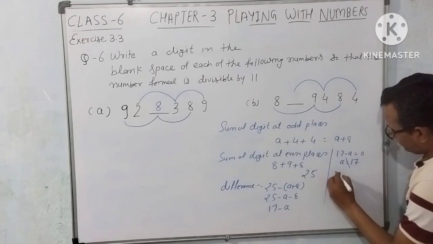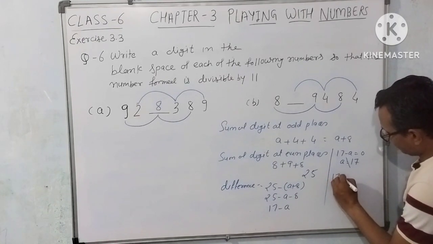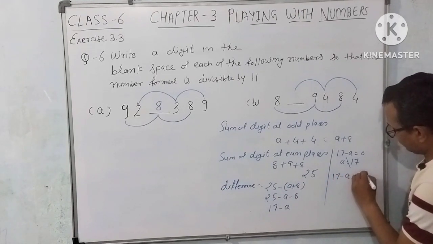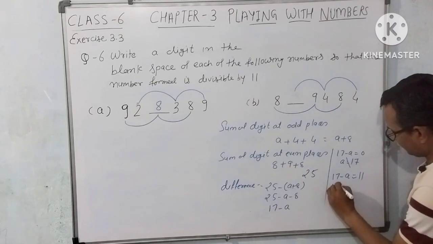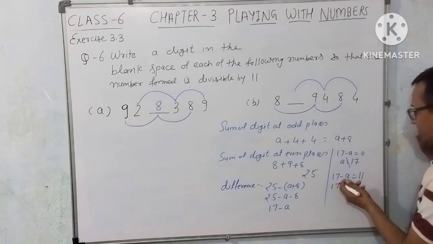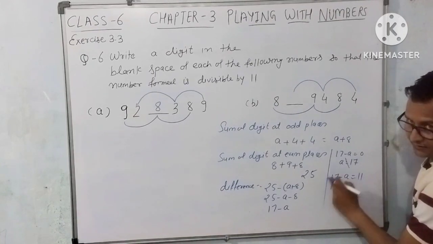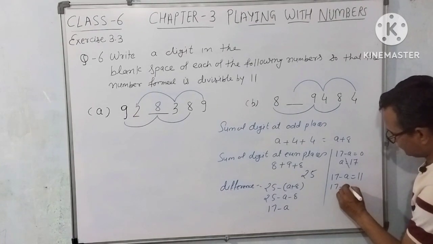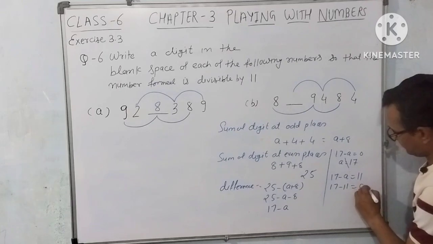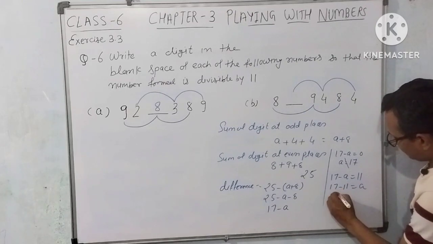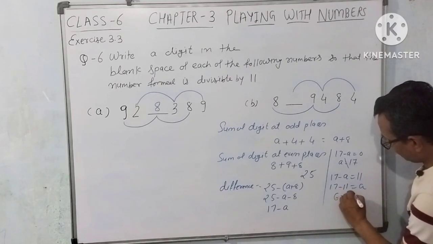Now we put 17 minus a equal to 11. Now 17 minus a goes to the other side, so it becomes plus a, and 11 goes to the left side, so it becomes minus 11. So 17 minus 11 equals a. So 17 minus 11 means 6 equals a.